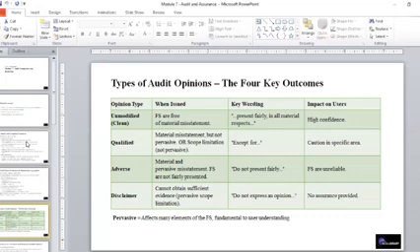It provides high confidence. And a qualified audit opinion is issued when there are material misstatements, but not pervasive, or a scope limitation, not pervasive. Words like "except for" come in there, and this calls for caution in specific areas.